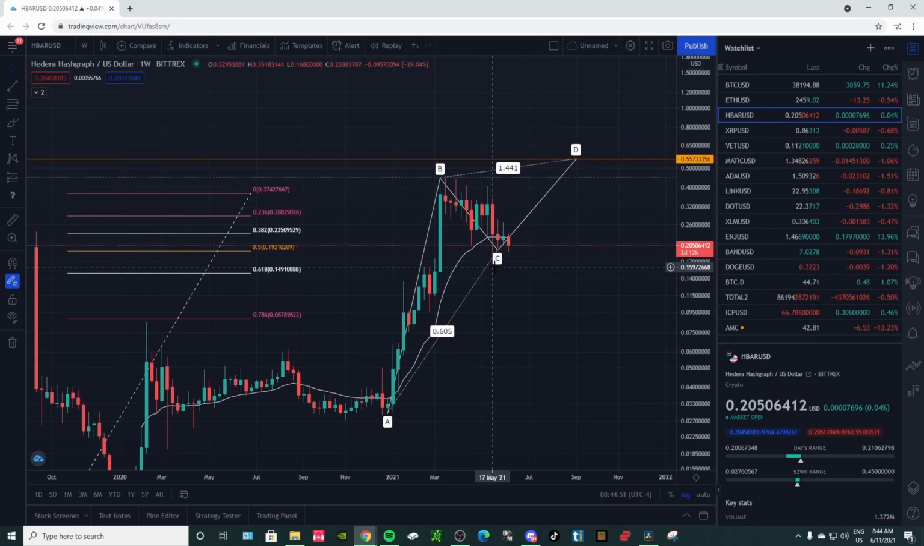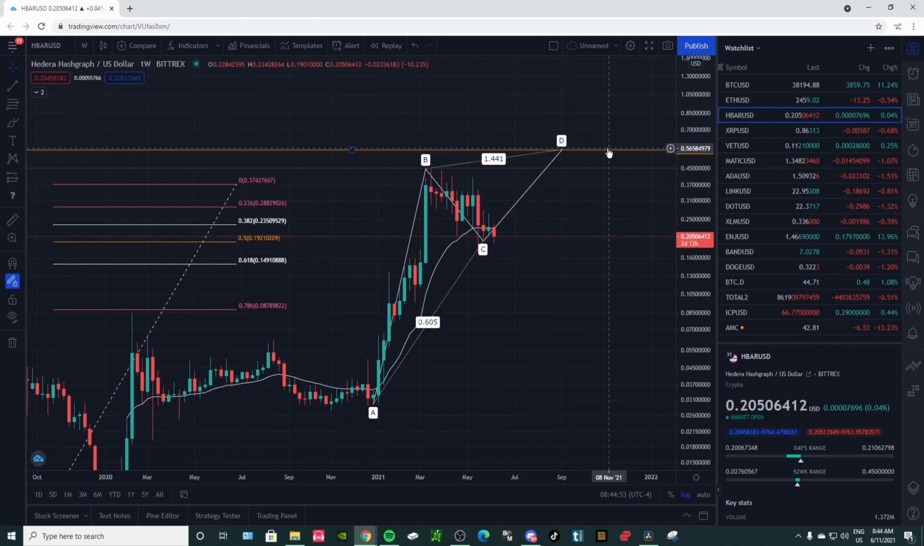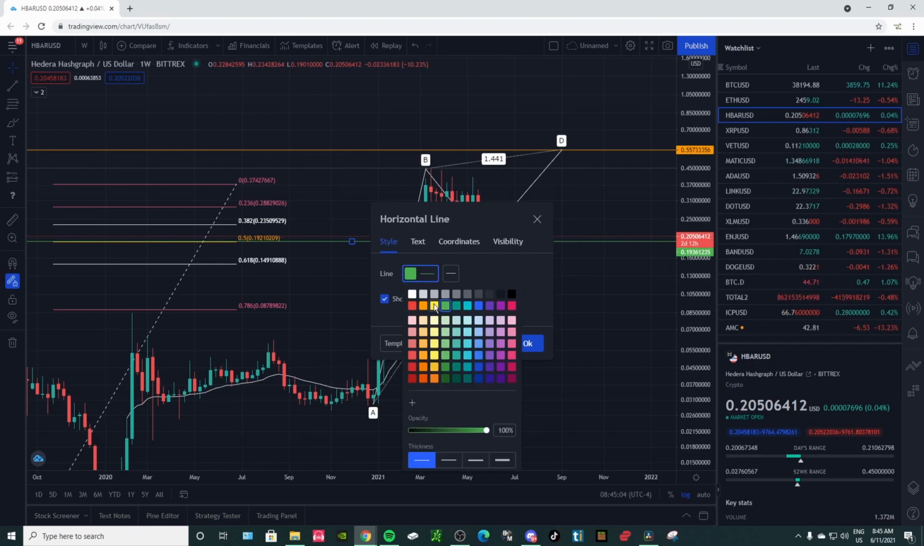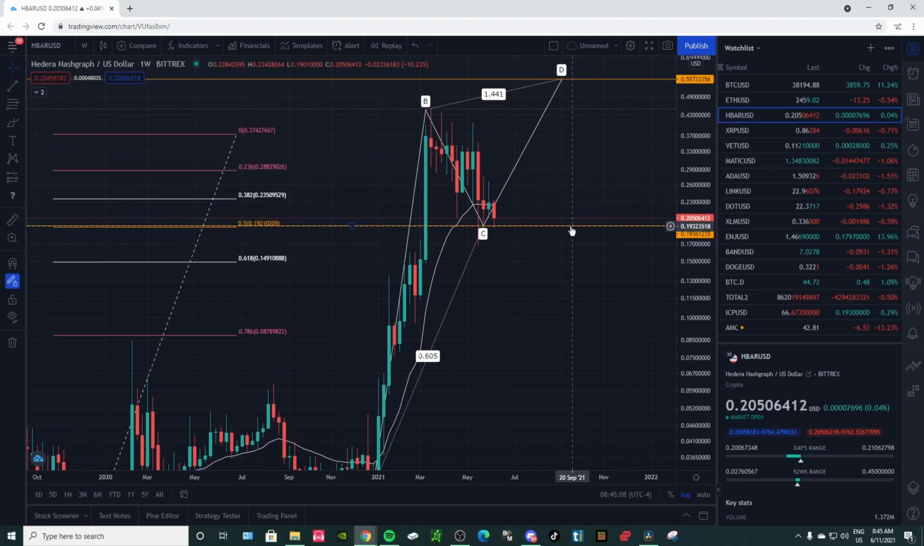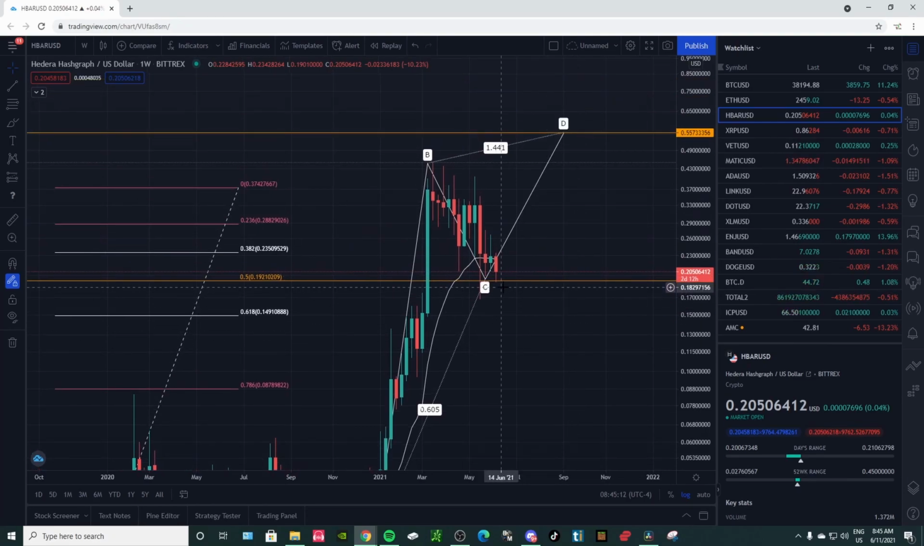We're gonna jump right into HBAR. We still have that price target of 50 cents, 55 cents to be exact, but we have to first hold this level of 19 cents, a little bit over 19. This is a key level that we have to watch out for.